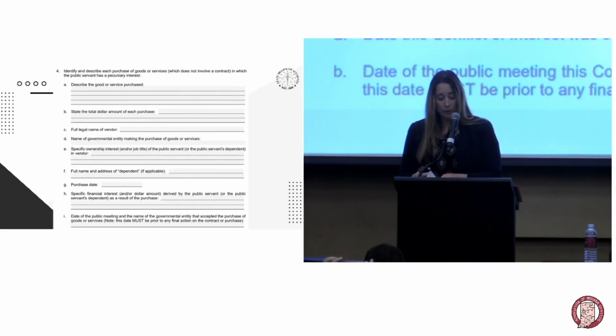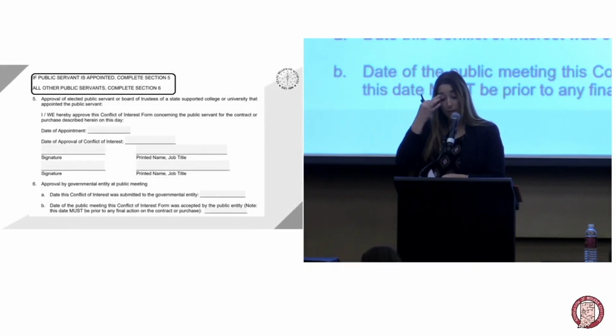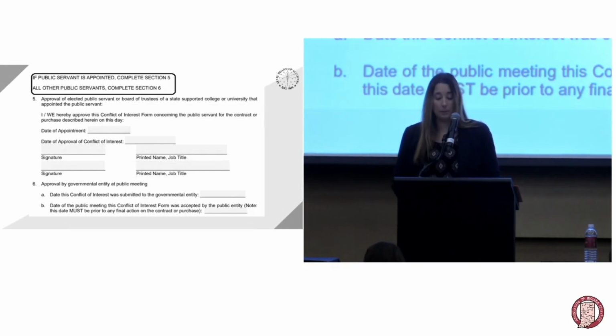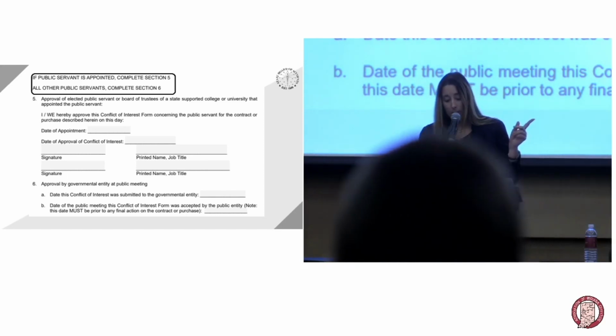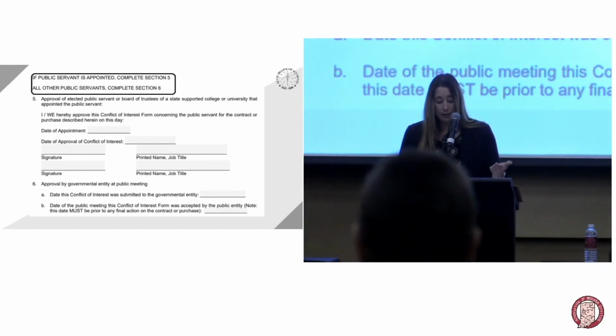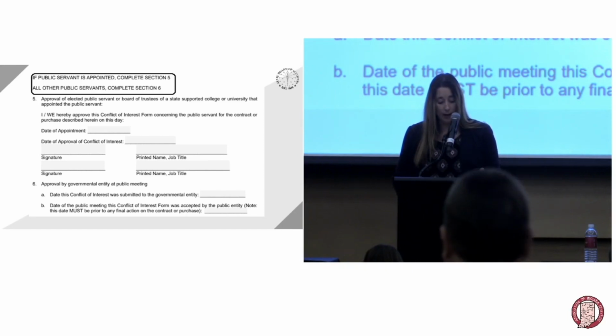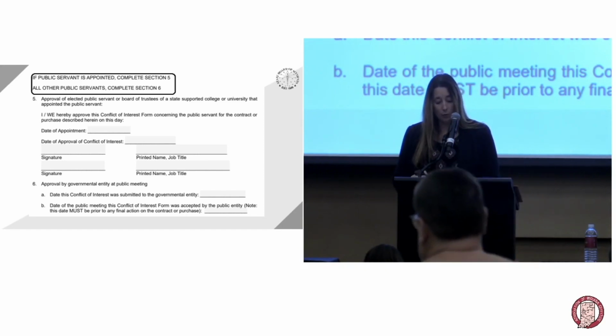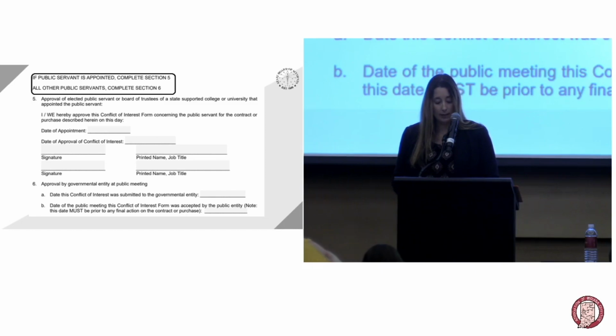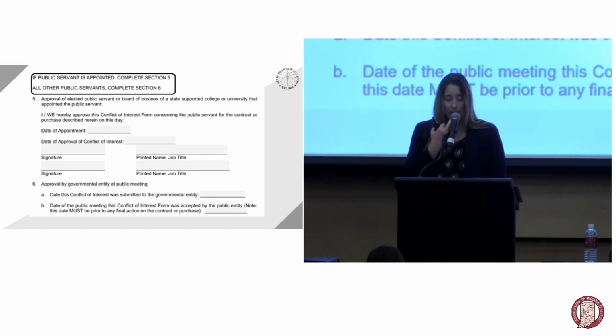Okay, so after you've filled out those sections above, you're going to come down, and again, we have another kind of split. So again, I'm highlighting that if you're a public servant that is appointed, then you're going to complete section 5. All others would complete section 6, sorry.